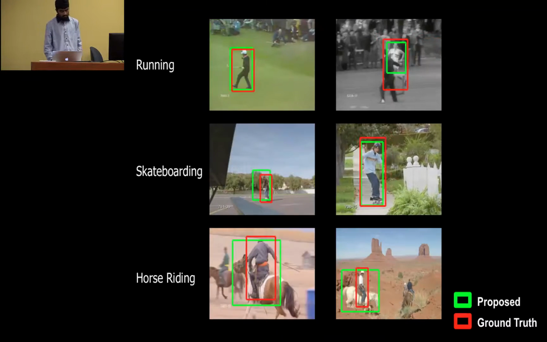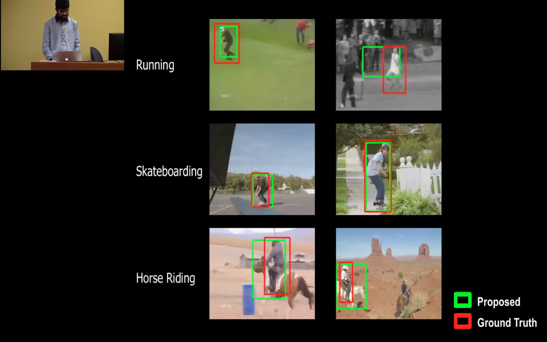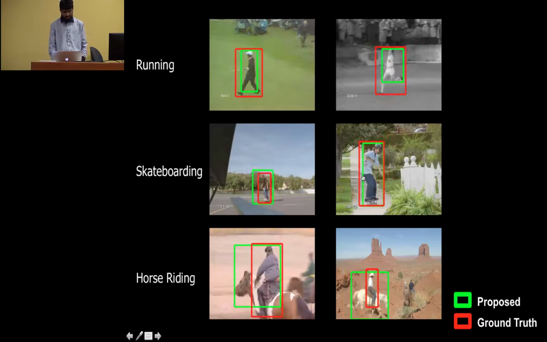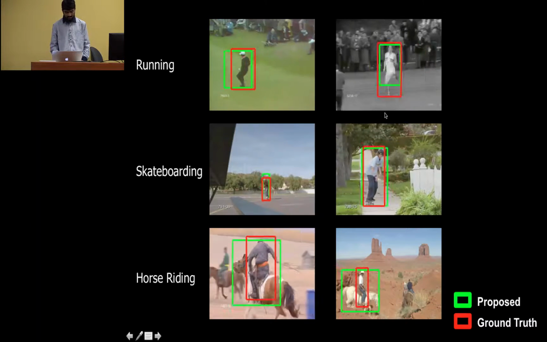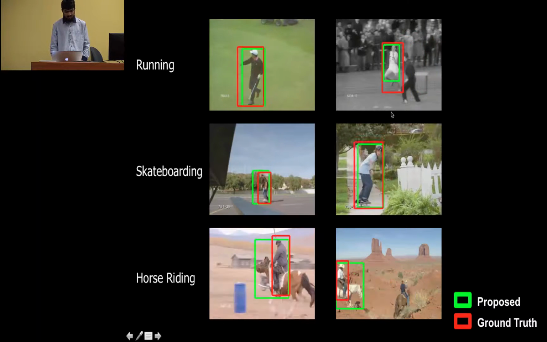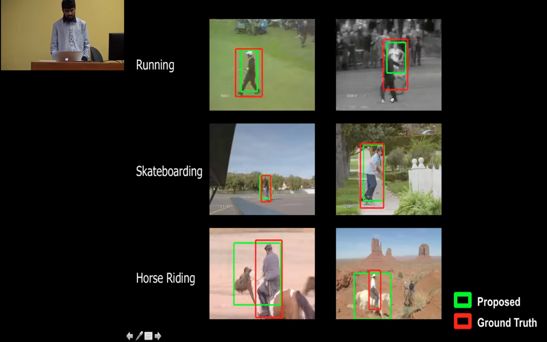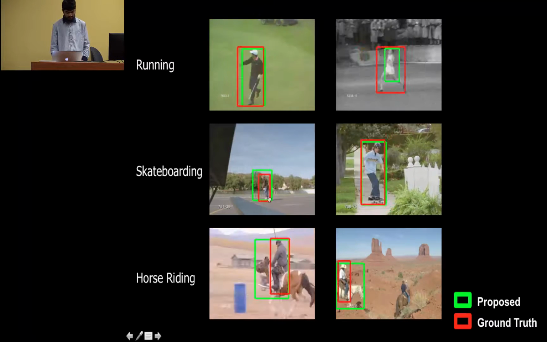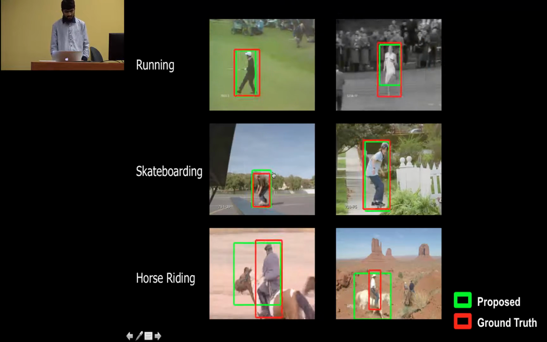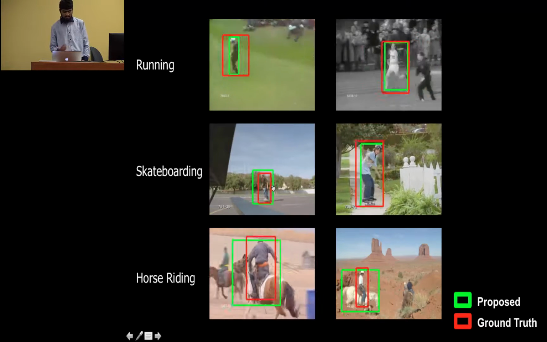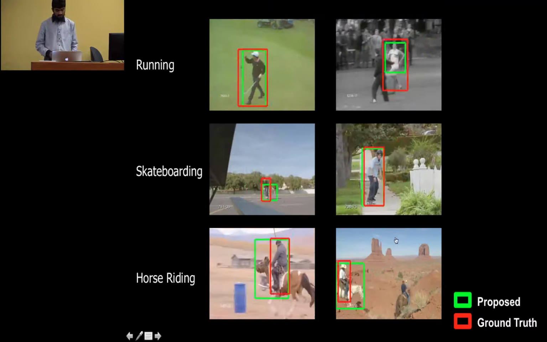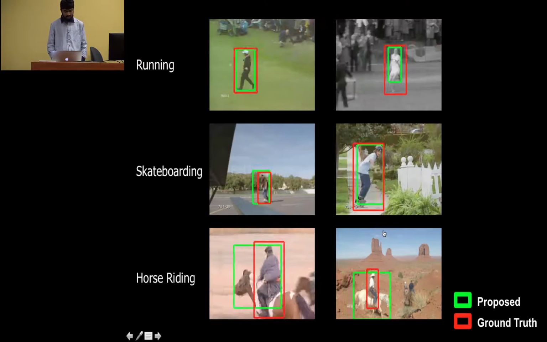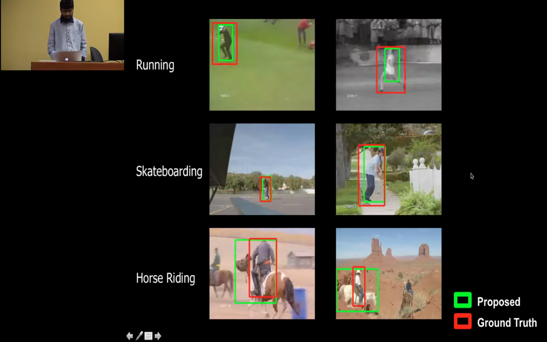Here are some more videos from running, skateboarding, and horse riding. In the running, as you can see, again the motion is quite fast and there's a lot of occlusion, but still we are able to localize the action quite well. And here the person undergoes a scale change from very small to very large, but we are still able to perform pretty well for these localization tasks.